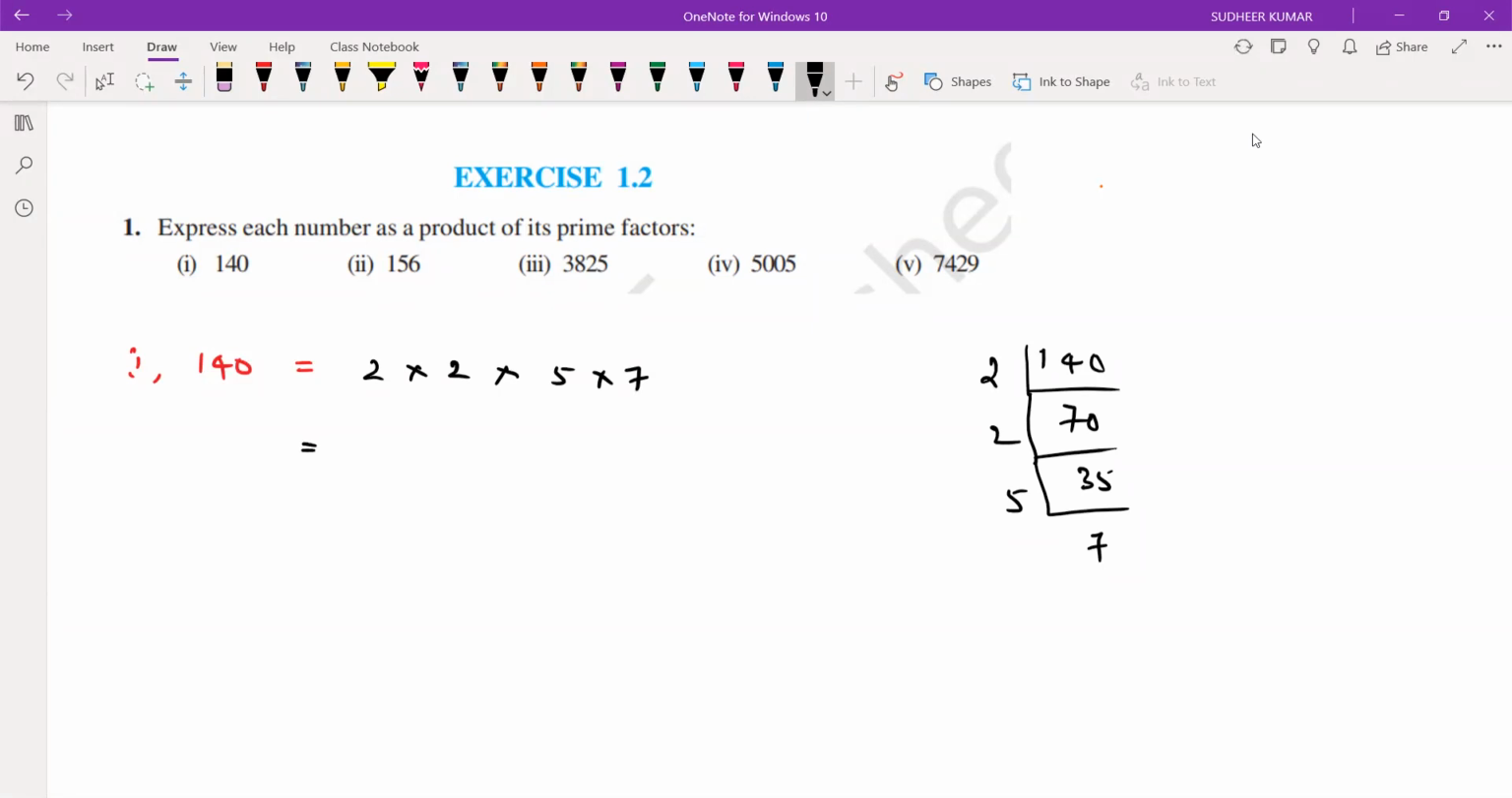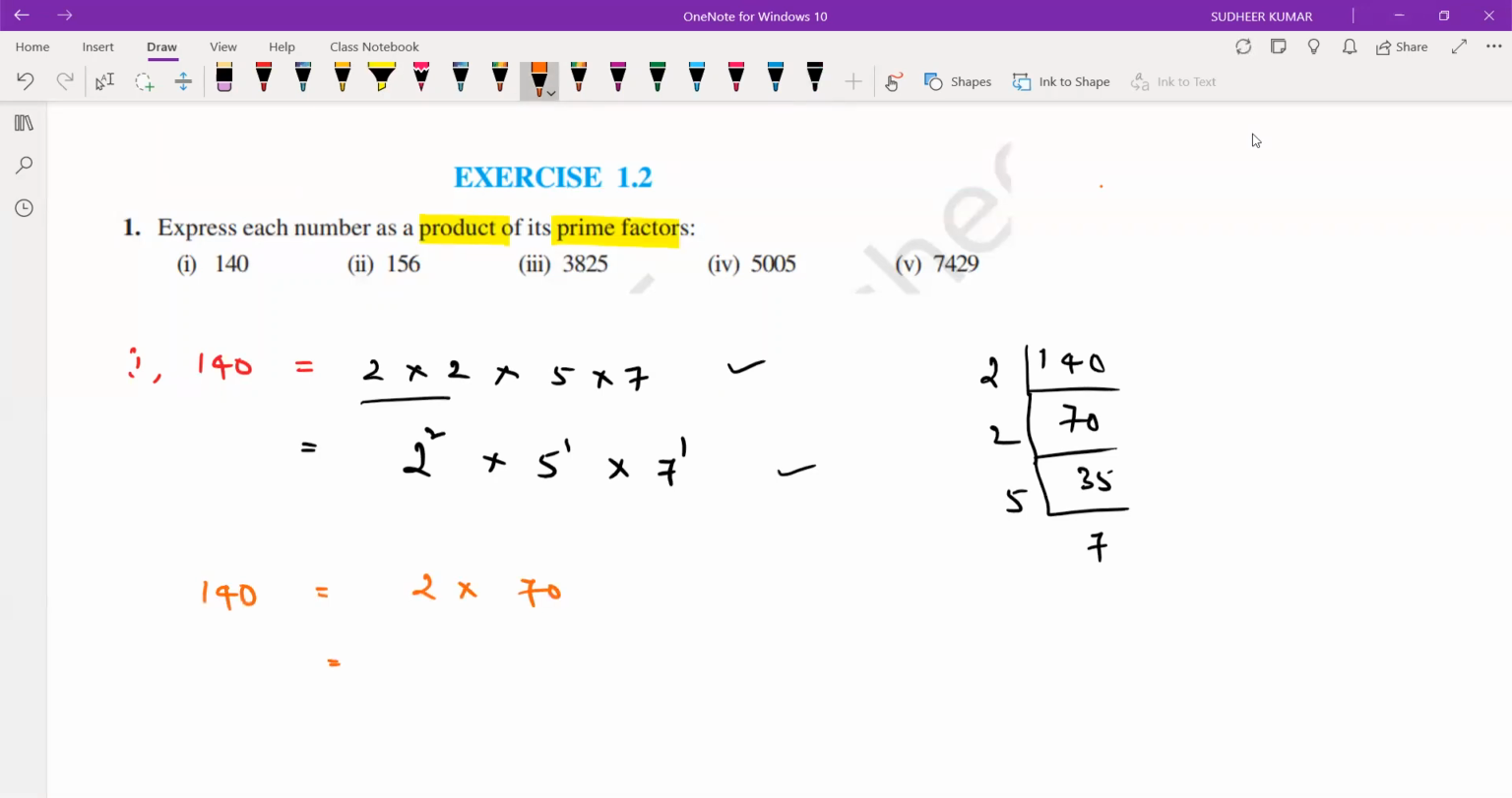This can also be expressed in exponent form: 2 squared, 5 power 1 and 7 power 1. Either can be used when asked to express each number as a product of its prime factors. But when you write in the second format, it helps us find the HCF and LCM of the given numbers using the prime factors easily. Right? Yes, sir.